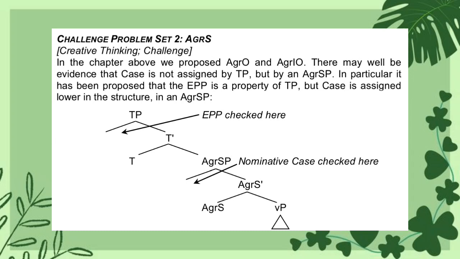Next, we have challenge problem set 2, which is the AgrS. In the chapter above, we proposed AgrO and AgrIO. There may well be evidence that case is not assigned by TP but by an AgrSP. In particular, it has been proposed that the EPP is a property of TP, but case is assigned lower in the structure, in an AgrSP.